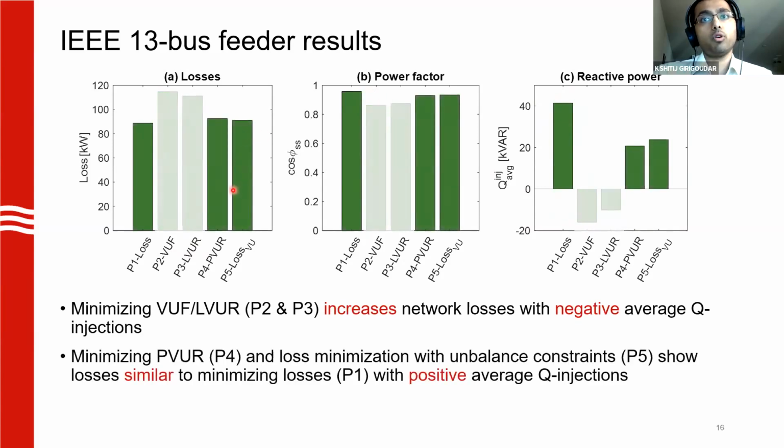But in P4 and P5, we actually see the losses don't really increase too much compared to the base case. That is because now we have positive reactive power injections, and so we also see a better power factor at the substation.